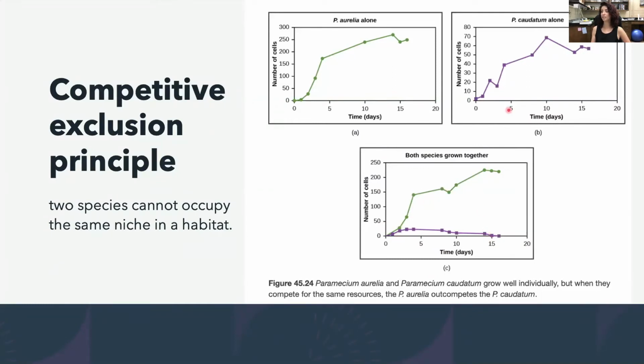However, when we grow these alone without a competitor in the environment, they both do very, very well. And so this is an example of the competitive exclusion principle where P. aurelia clearly outcompetes P. caudatum, and therefore the presence of one will eliminate the presence of the other.